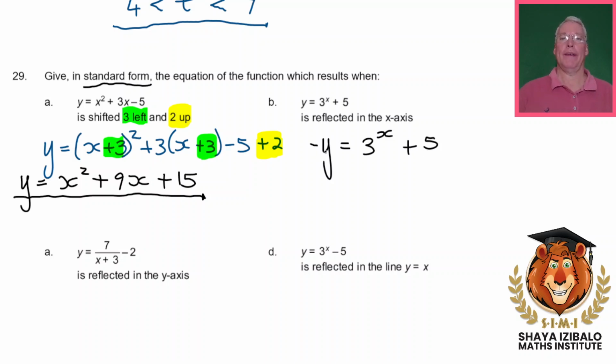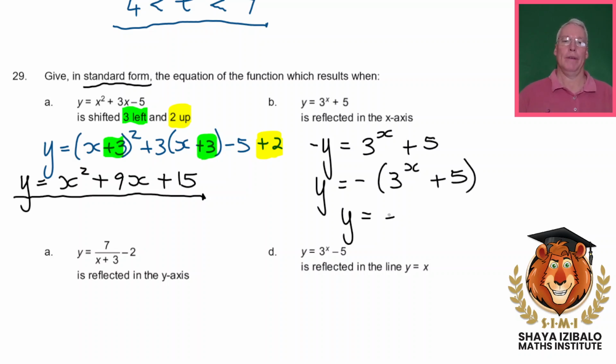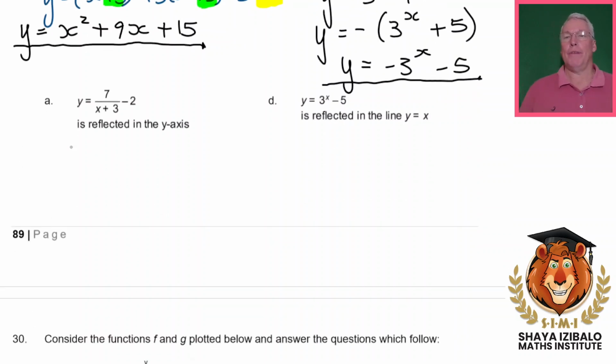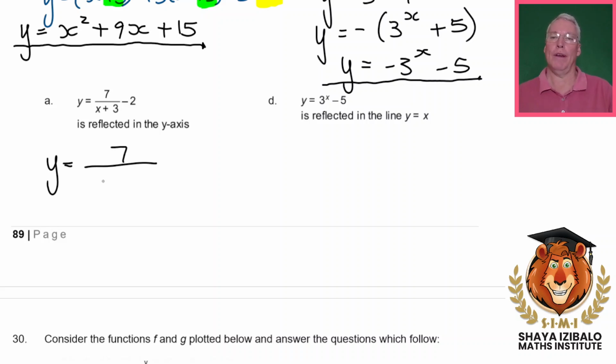However, we don't want that negative there, so we're going to multiply both sides by negative. Basically, it's going to be that, either that or that, if we distribute that negative in. Okay. How do we reflect a graph in the y-axis? Well, that's very easy. We just put a negative in front of every x. So 7 over negative x plus 3 minus 2.